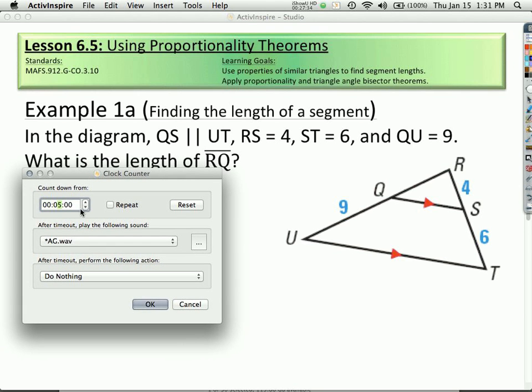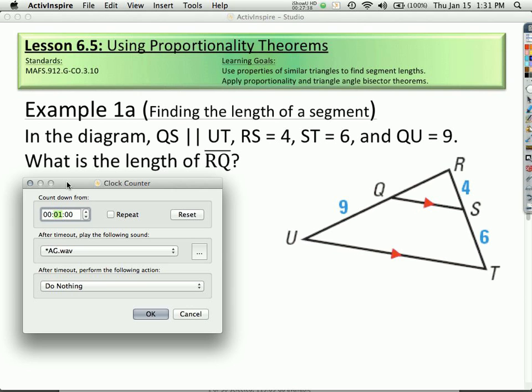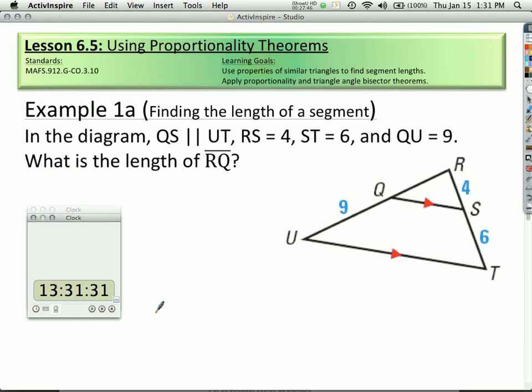I'm going to give you a minute. I would like you to discuss with your team and see if you can come up with the length of RQ. See if you guys can do it as a team. The length of RQ. You got a minute, go.